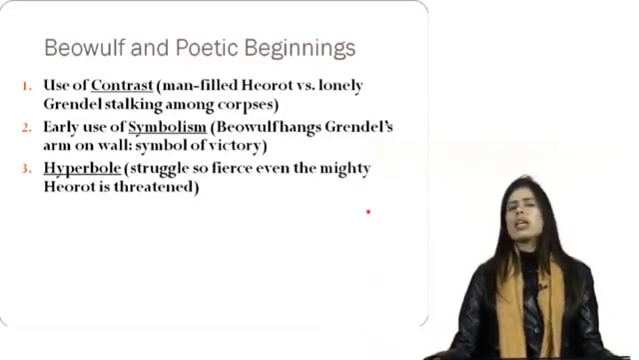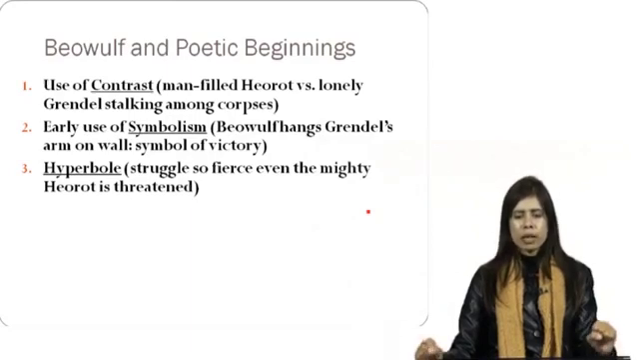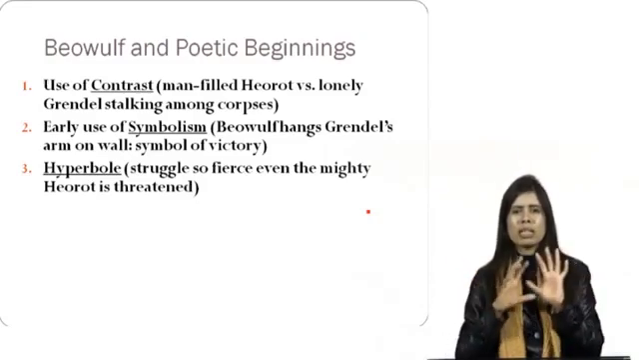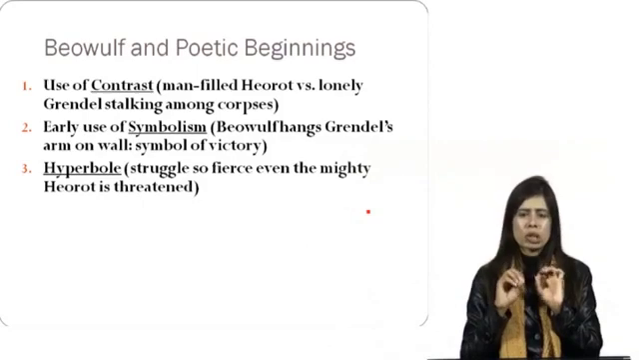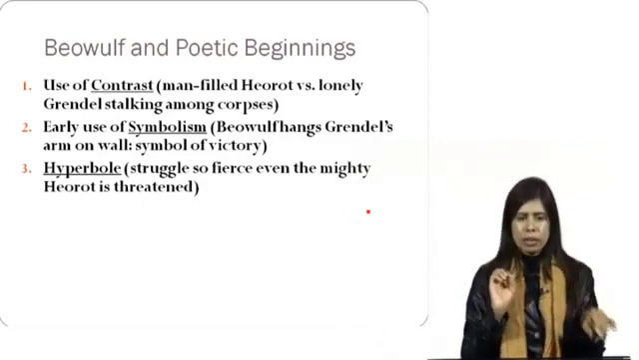Okay, early use of symbolism. For the very first time, the writer of Beowulf started using symbols in the poem. One example of symbolism here: Beowulf hangs Grendel's arm on the wall, a symbol of victory. So to hang somebody's arm on the wall is basically about killing somebody or winning a battle.